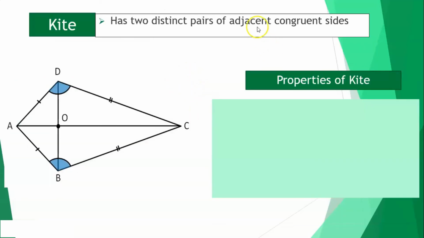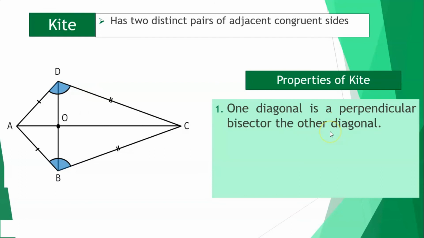Okay. Now let's have here another non-parallelogram, which is a kite. A kite has two distinct pairs of adjacent congruent sides. Given this kite ABCD, we have here adjacent sides AD and AB, and we also have BC and CD. Now these are the different properties of a kite. Number 1, one diagonal is a perpendicular bisector of the other. So with that, DB is perpendicular to AC. In this case, AC bisects segment BD. So take note of that.